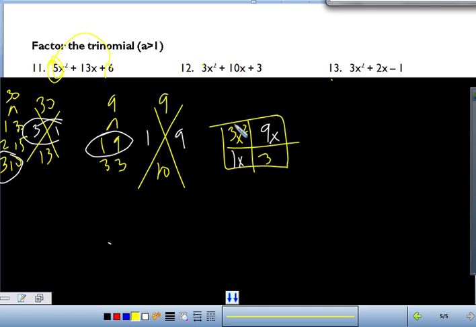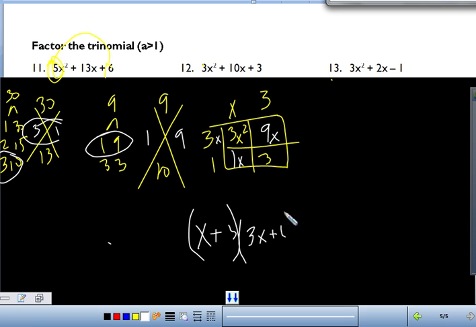Then we pull out the greatest common factor. And there are my two factors. X plus 3 and 3x plus 1.